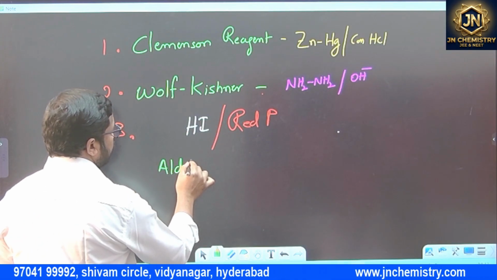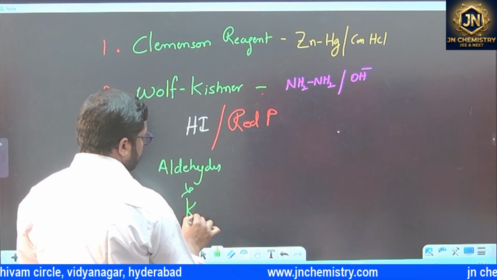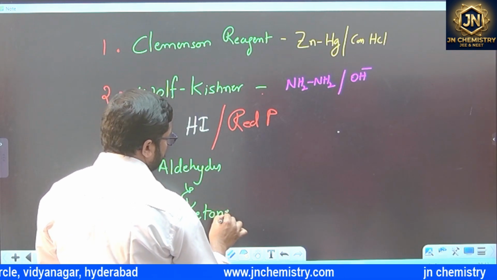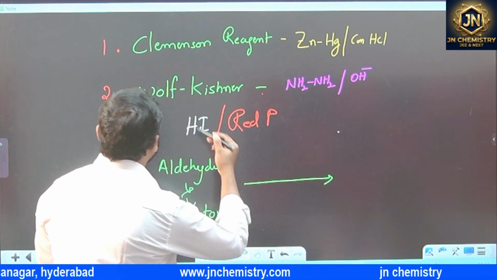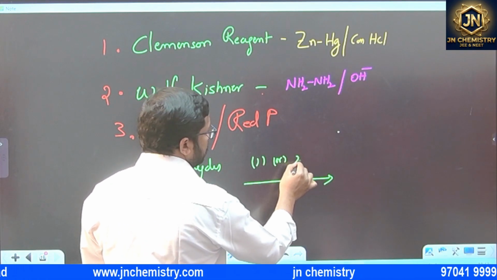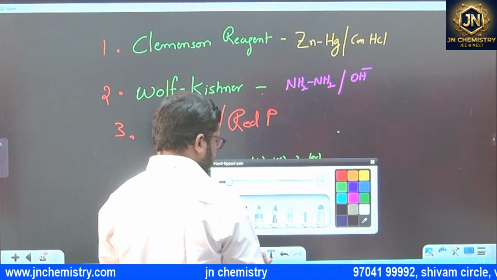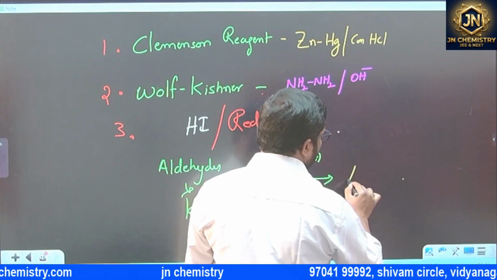Aldehydes and ketones. Any of these, 1 or 2 or 3. What will we get? We'll get alkanes.